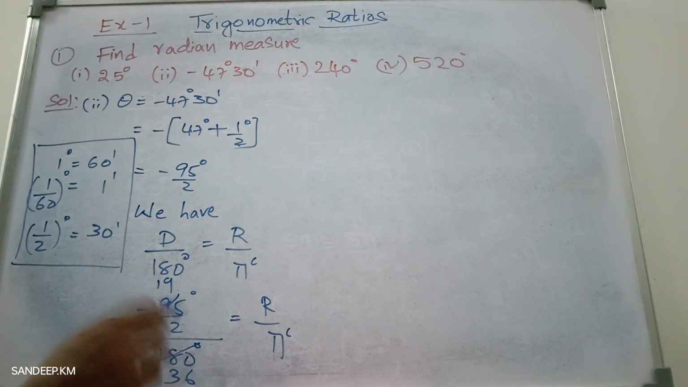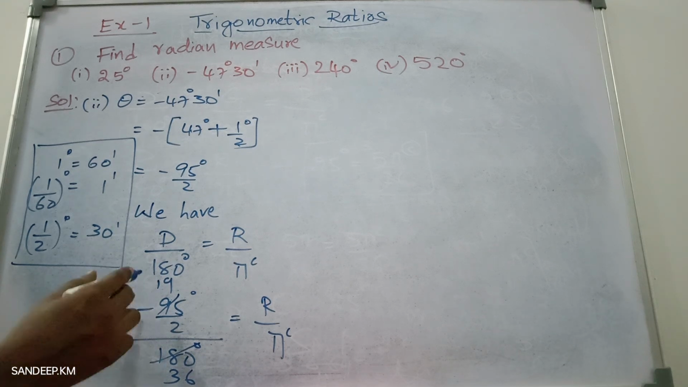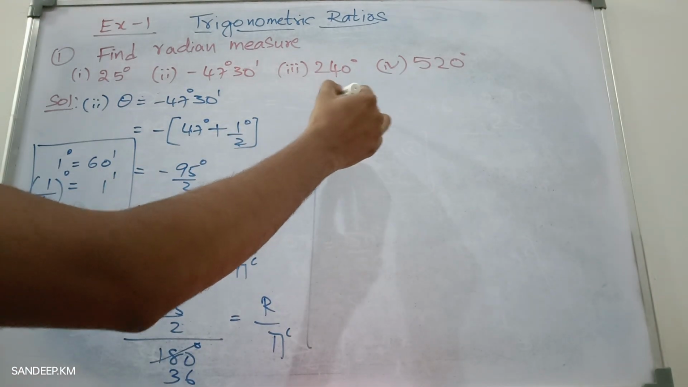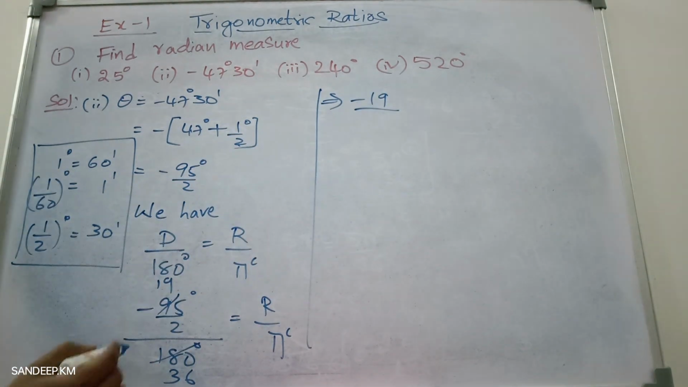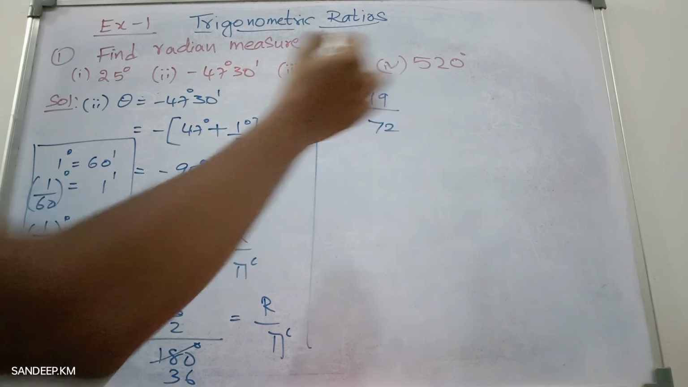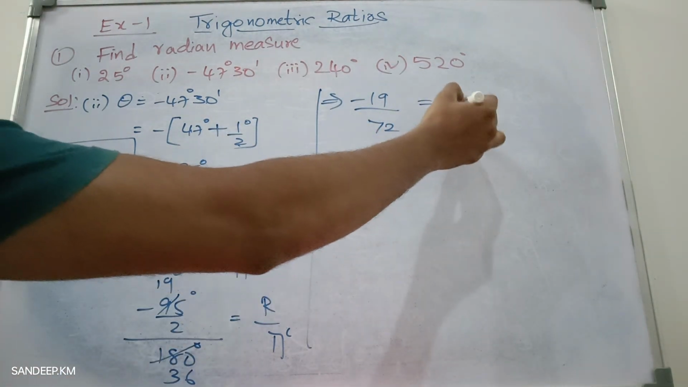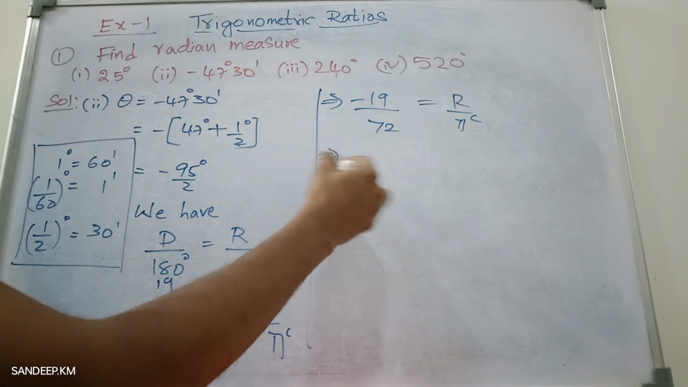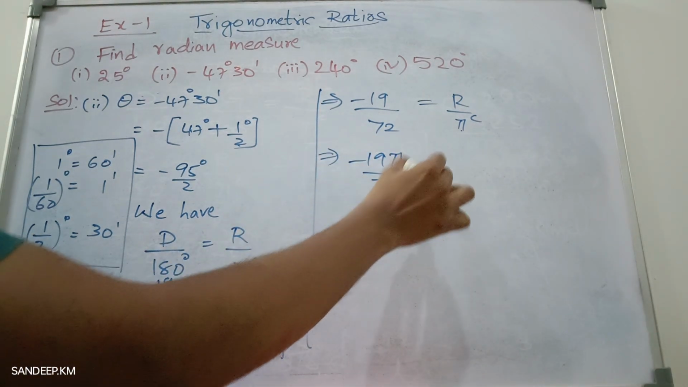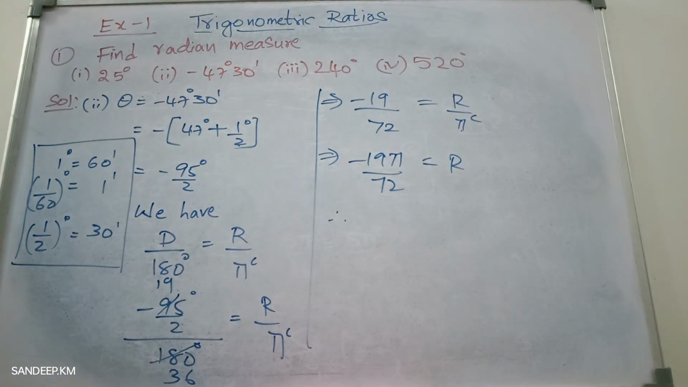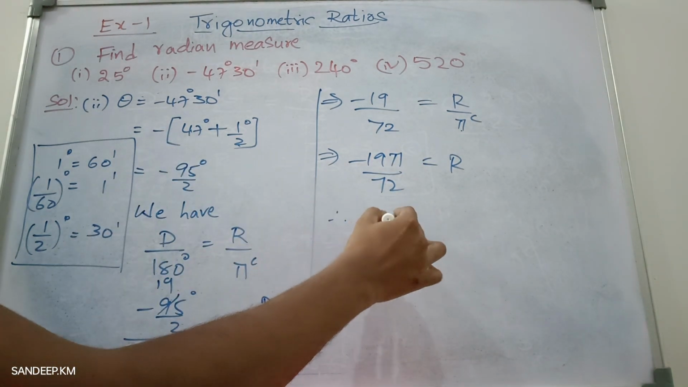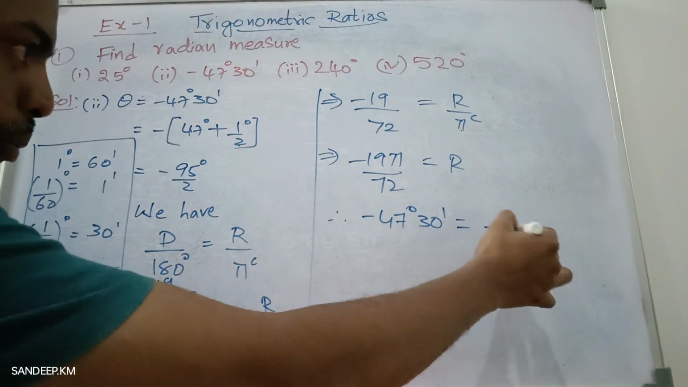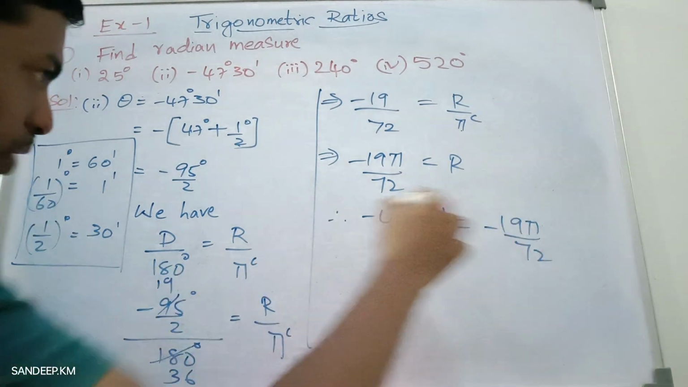You got it? Degrees and degrees will get cancelled. In this particular ratio, degrees will be gone. Minus 19 divided by 2 into 36 is 72, equal to R by pi radians. Let me cross multiply pi radians to the left side. So therefore you will get minus 19 pi by 72 is equal to R. Therefore dear students, minus 47 degrees 30 minutes in degree measure is same as minus 19 pi by 72 radians.